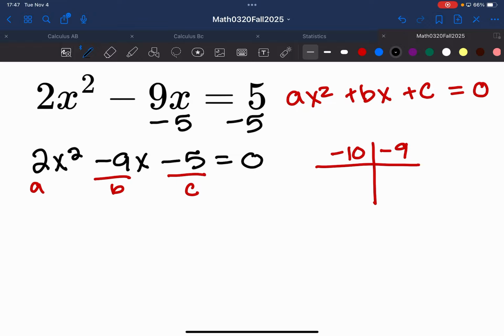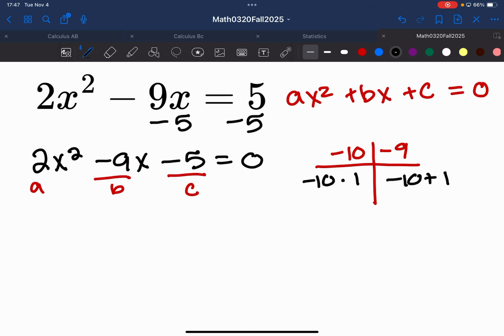So remember, we could list out all the factors if you're not sure, okay? Or if we're able to think of it right away, we can write that down. So our factors would be negative 10 times 1. That would give us negative 10. And then negative 10 plus 1 gives us negative 9. So negative 10 and 1 are good factors to use.